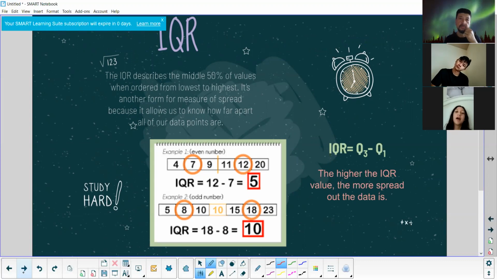IQR. The IQR describes the middle 50% of values when ordered from lowest to highest. It's another form for measure of spread because it allows us to know how far apart all of our data points are.